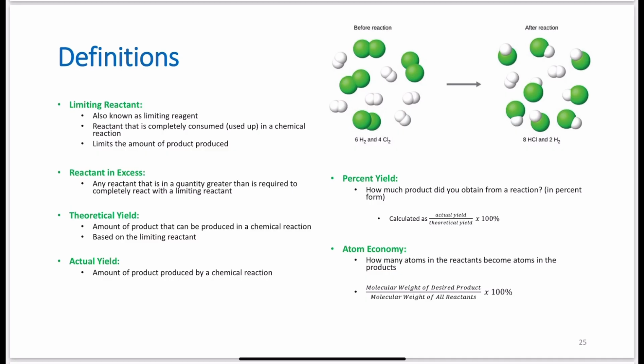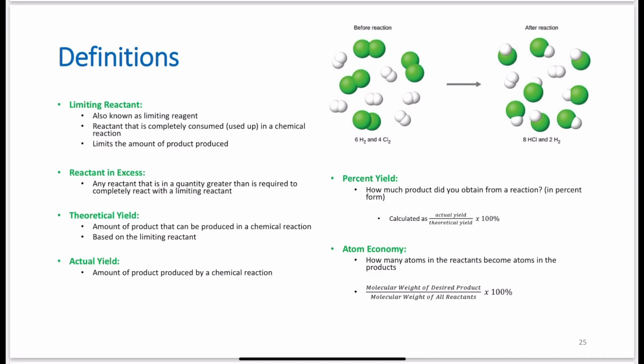Your theoretical yield is the amount of product that can be produced in a chemical reaction based on that limiting reactant. Your actual yield is how much product you actually isolate from the reaction. Actual and theoretical, you want them to be close, but you probably are going to lose some product somewhere throughout the process. Percent yield: how much product did you obtain from a reaction in percent form? So you take your actual yield, divide it by your theoretical yield, and multiply that by 100% to get it in a percent form.